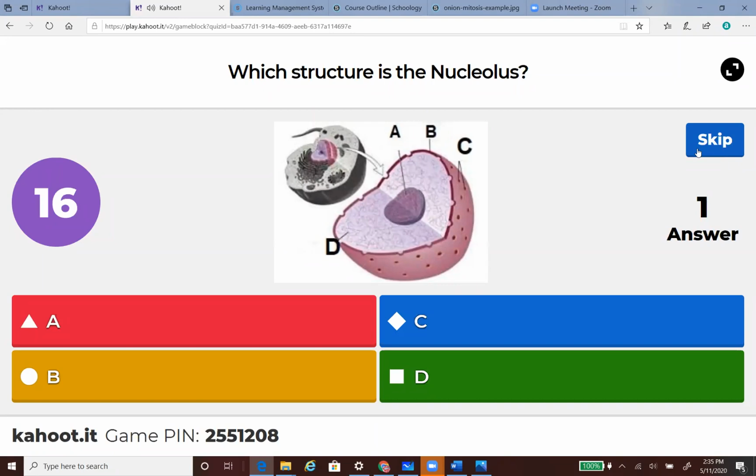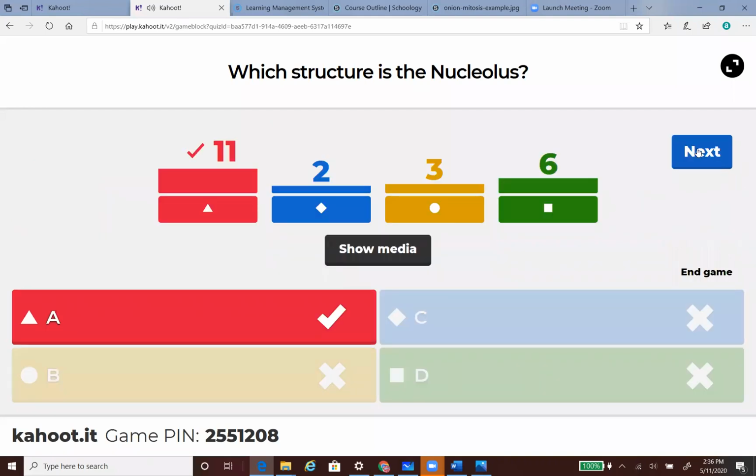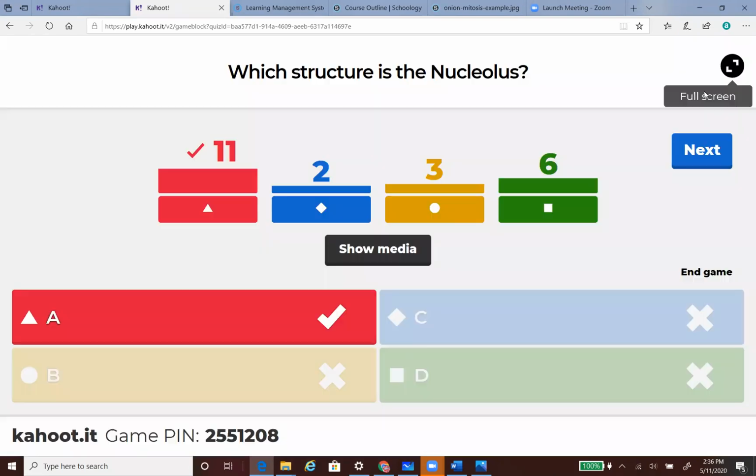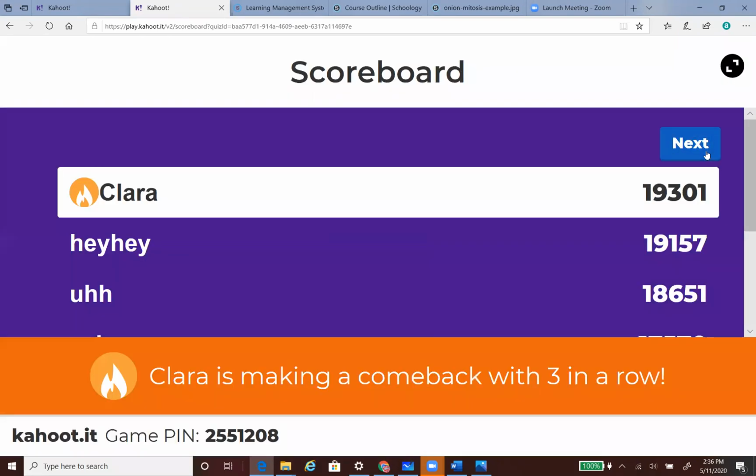Look at the diagram. Which structure is the nucleolus? Not the nucleus, the nucleolus. This is the structure that gives rise to the ribosomes that read the RNA to make protein. All right, very good. That was A, right? That big central dark spot. There you go. Okay, next question.